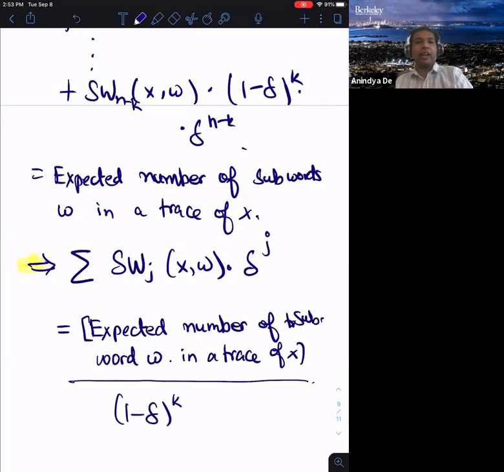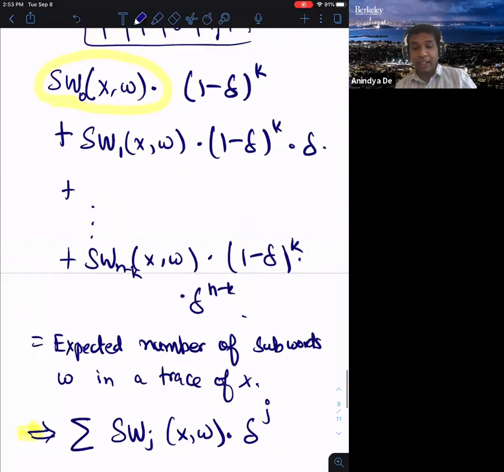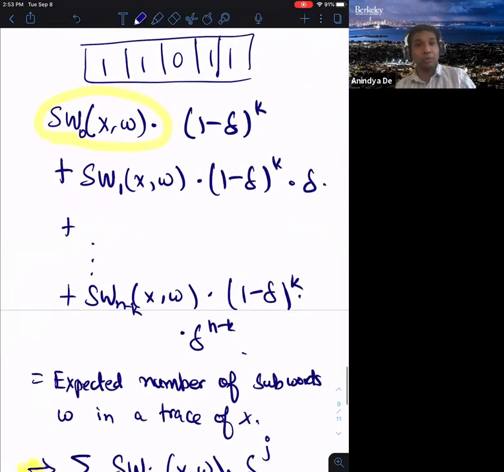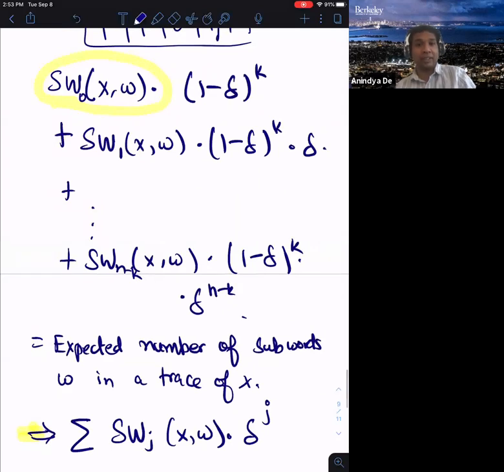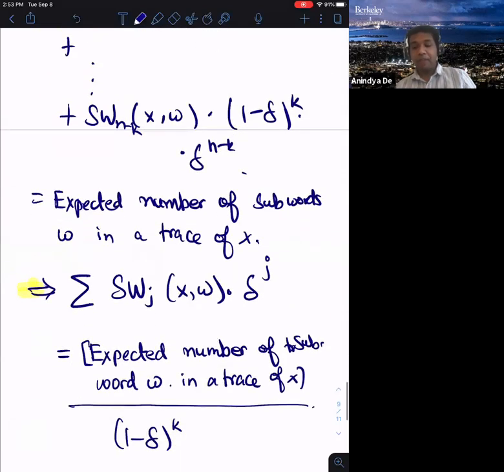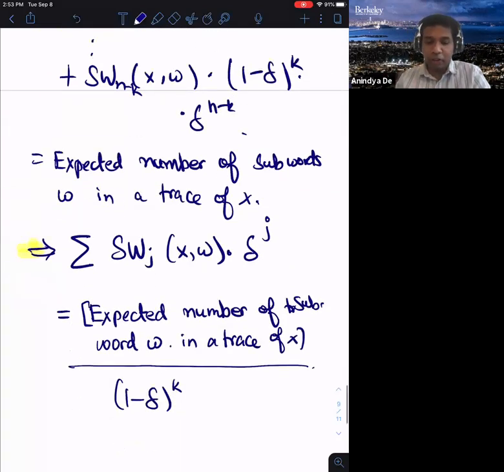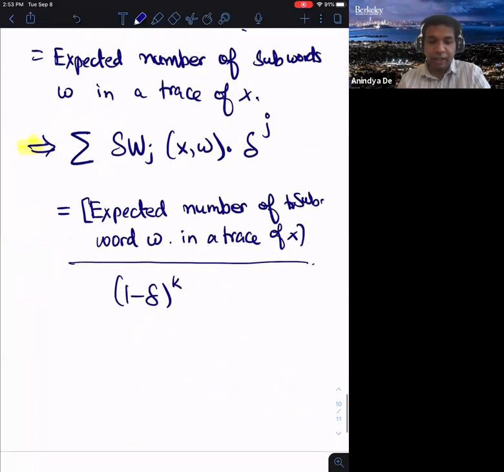So I just divided everything by 1 minus delta to the K, and I have this equation: the summation of SWJ XW times delta to the J equals the expected number of subwords W in a trace of X divided by 1 minus delta to the K. I have an empirical estimator for the numerator here. And remember, what I'm interested in is SW XW, SW not XW.